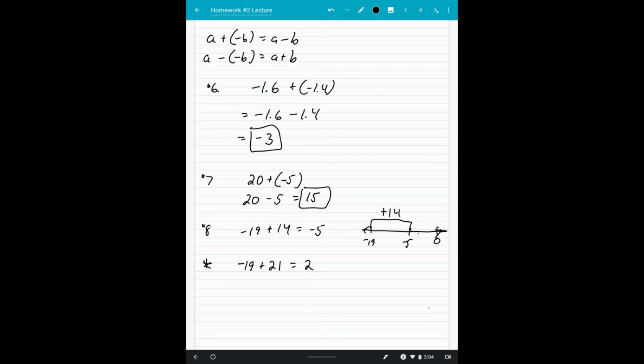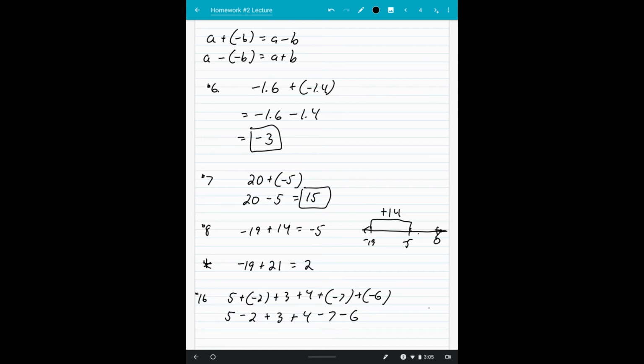Okay, and let's apply this property to, say, a longer problem like number 16. It says 5 plus negative 2 plus 3 plus 4 plus negative 7 plus negative 6. If we want, we can get rid of all of the parentheses. So change this one to 5 minus 2 plus 3 plus 4. Change this one to a minus 7. Change the last one to a minus 6.